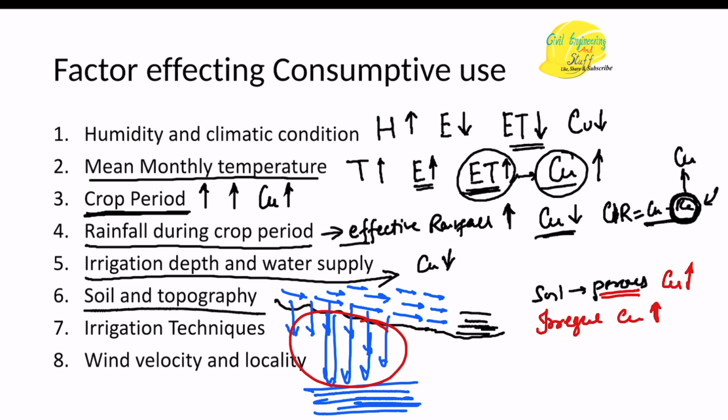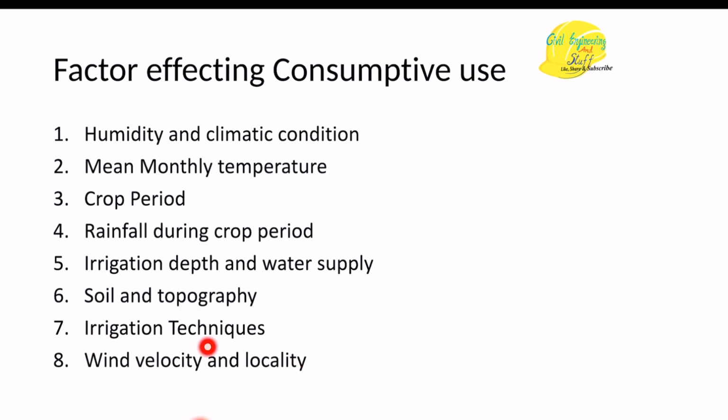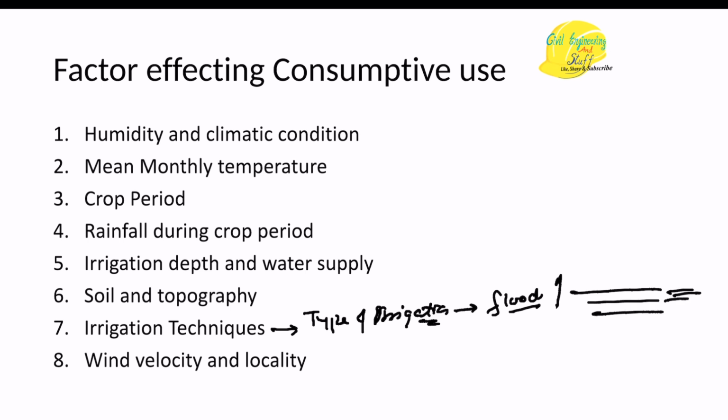All right. Then we have the irrigation techniques, and again it depends upon the type of irrigation. If we are using flood irrigation, then the CU value will increase, because the distribution of water is not even in flood irrigation. While in the more sophisticated forms of irrigation, we are moving to a better irrigation technique, the better supply of water will be there, and because of which the CU value will decrease.